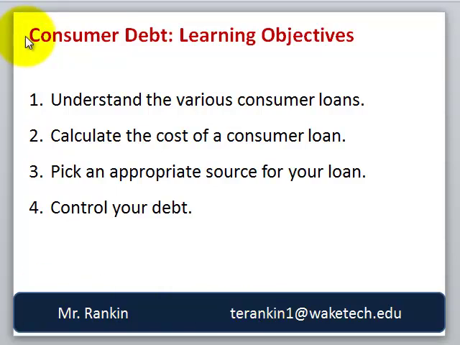We're going to go briefly through Chapter 7, focusing mainly on learning objectives 1 and 4 in this video. The chapter is around consumer debt, primarily auto loans and home loans. So number 1, we're going to understand the various types of consumer loans. The other learning objective that's in the book is calculating the cost, picking an appropriate source. And number 4, controlling your debt. Again, in this short video, we're going to focus on items 1 and 4. 2 and 3 are covered in your book.